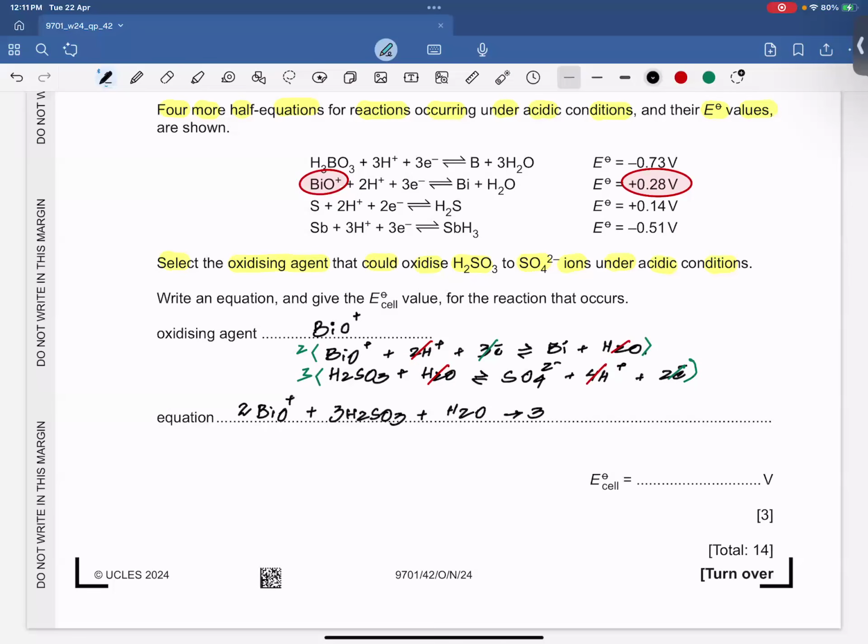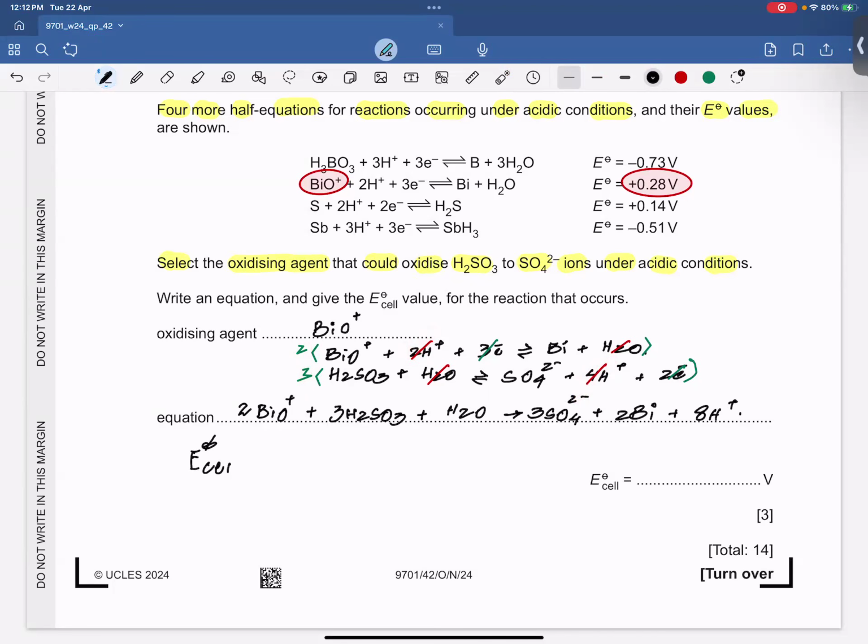Arrow 3 sulfate ions plus 2 bismuth. So this is 3 times 4, 12 hydrogen ions. This is 2 times 2, 4 hydrogen ions. When you cancel out each other, 3 times 4 is 12 minus 4, 8 hydrogen ions left. So that's the balanced chemical equation.